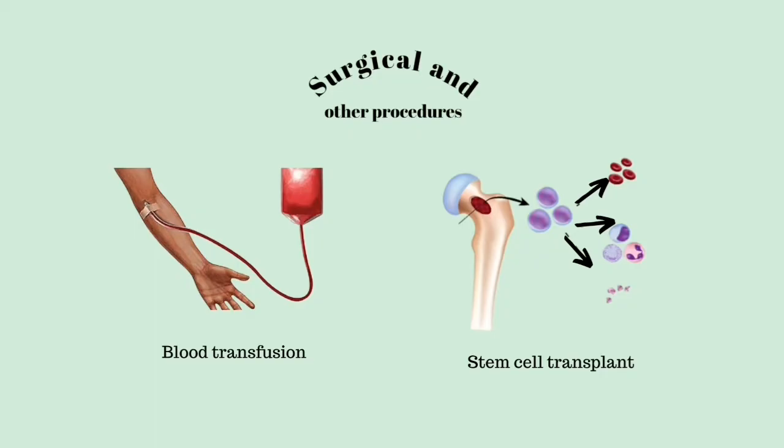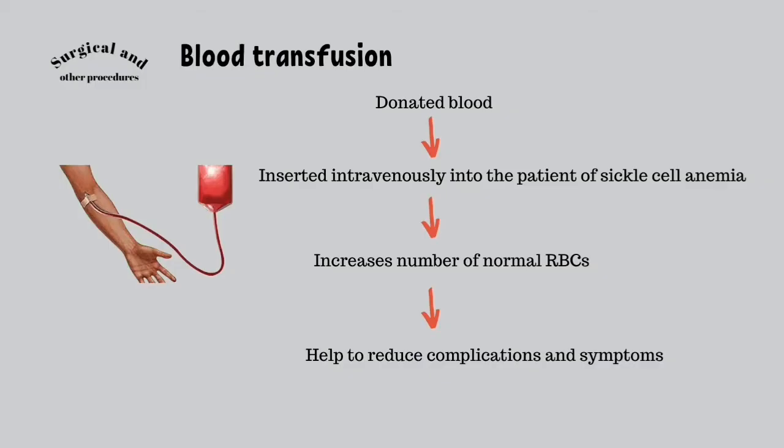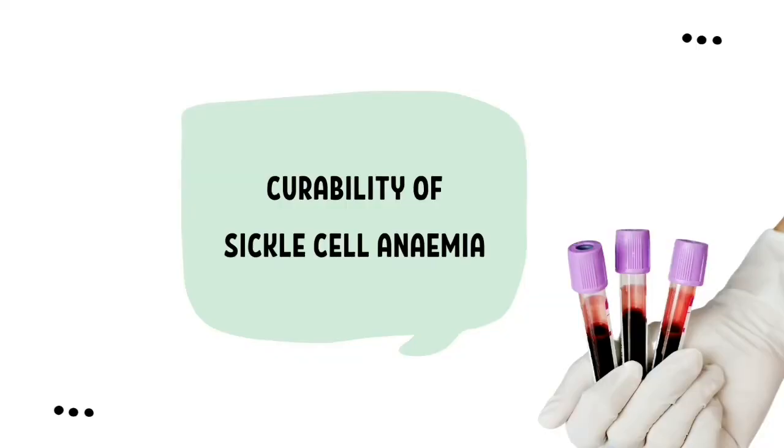In addition, surgical and other procedures such as blood transfusion and stem cell transplant can also be opted to treat sickle cell anemia. In blood transfusion, donated blood is inserted intravenously into the patient with sickle cell anemia. This will increase the number of normal red blood cells, thus helping to reduce complications and symptoms often caused by lack of normal red blood cells.